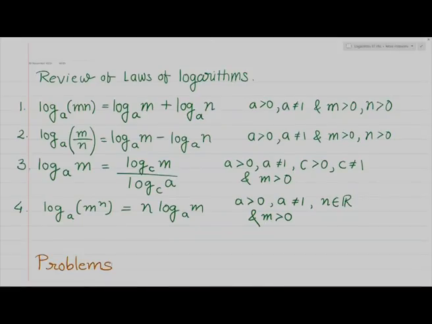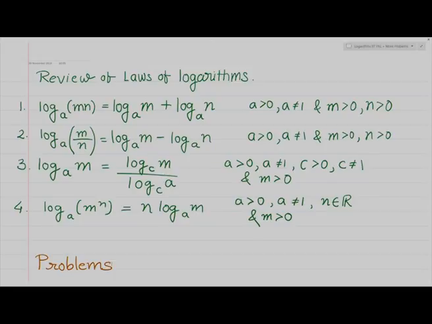The first one was the multiplication law. What does this law do? If your logarithm is log to the base a of m into n, multiplied, then it converts it into a sum: log to the base a of m plus log to the base a of n. Remember, all these operations are valid when a is greater than 0, a is not equal to 1, and m and n are positive real numbers.